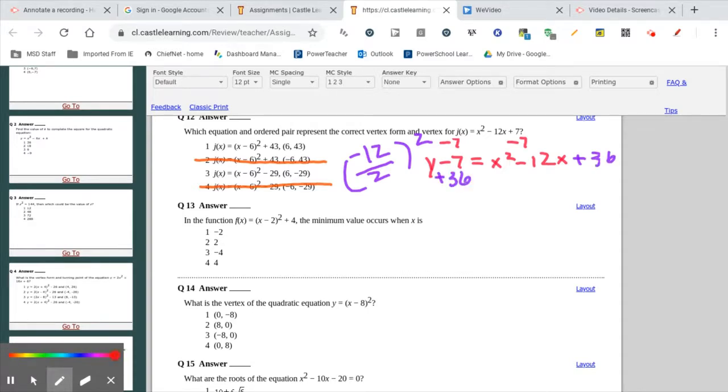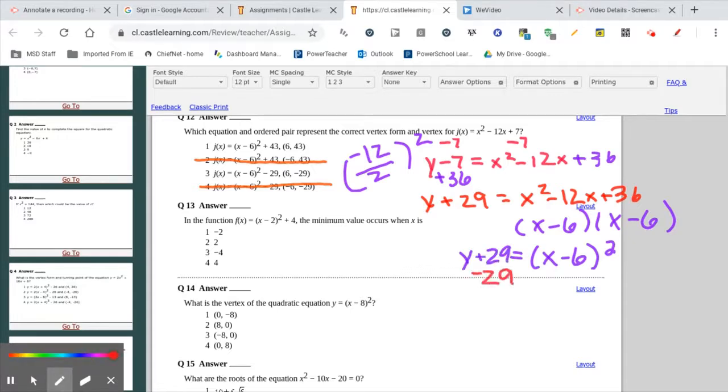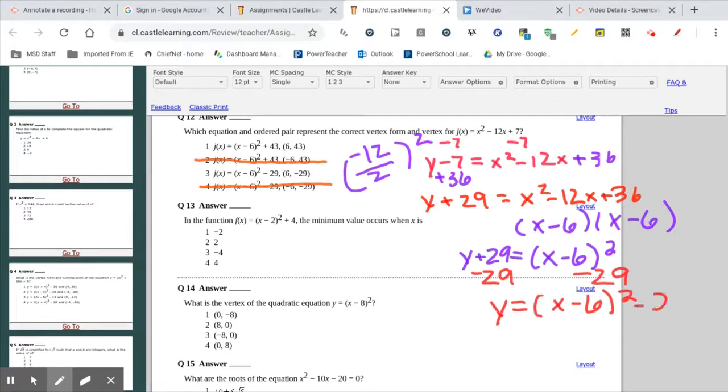Now, if we simplify, we end up with y plus 29 equals x squared minus 12x plus 36. Okay, now we can factor the right side of the equation. And remember, a perfect square trinomial means that the factors are the same, which will happen. We'll have x minus 6 times x minus 6, which ends up just being x minus 6 squared equal to y plus 29. And your final step to get y by itself, we're just going to subtract your 29 from both sides. And we have y is equal to x minus 6 squared minus 29, and that matches choice 3.